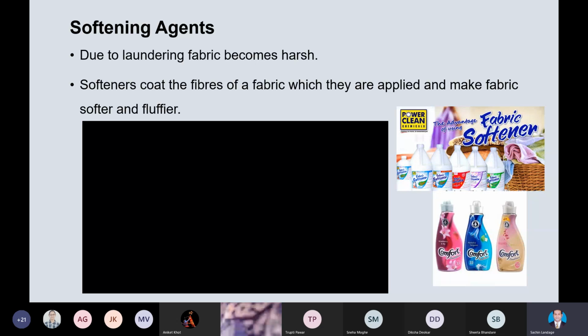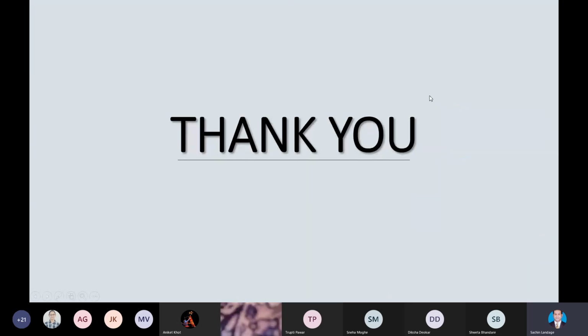Okay. So this completes one of the points from Unit 4, that is our washing process, where we studied the various laundering agents that we use.